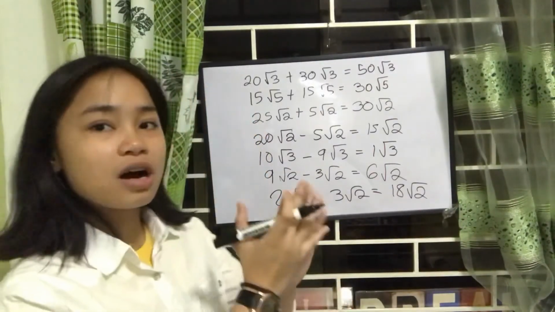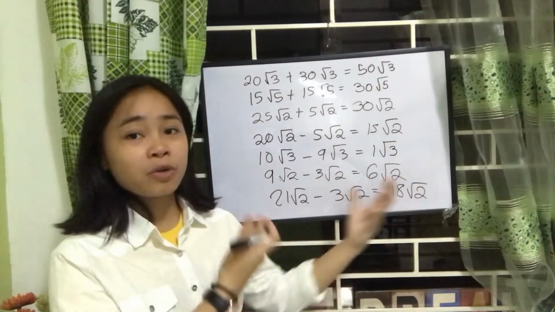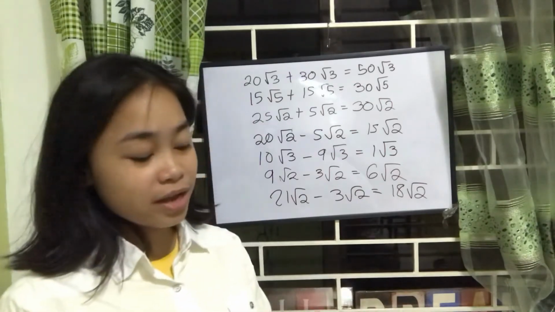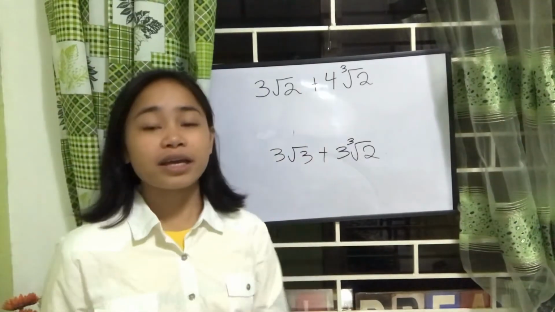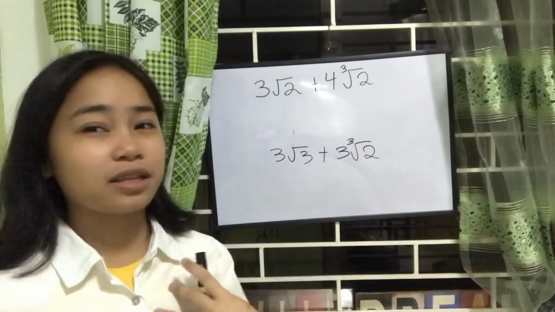And that is adding and subtracting in similar radical expressions. We'll try the dissimilar ones. So to solve these two problems, like I said in the first part of the video, you won't do anything to it.